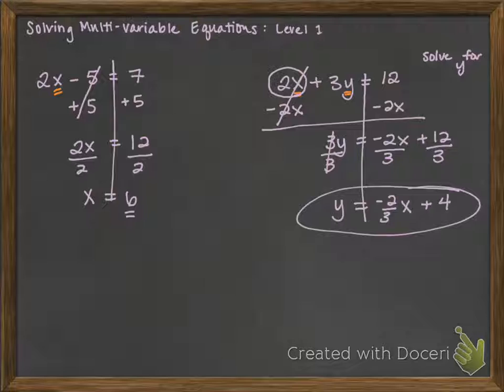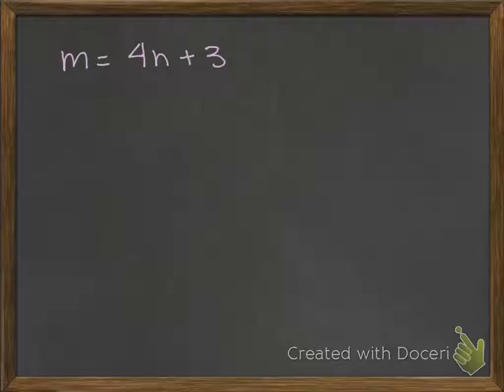All right, let's go ahead and look at one final example of some things you might see as we're solving multivariable equations. So for this problem, we have m equals 4n plus 3, and let's go ahead and solve for n. So if you see, the equation that we're actually already given is solved for m, since our m variable is by itself. But now let's see if we can get this n variable all by itself.